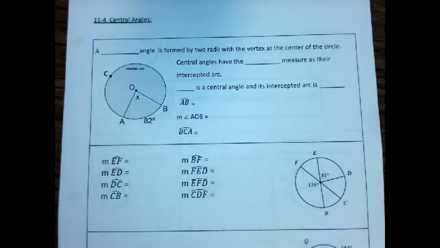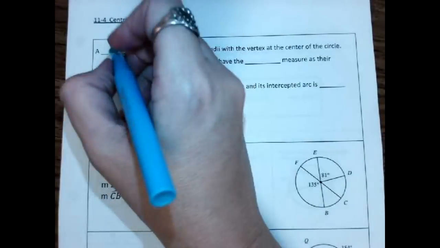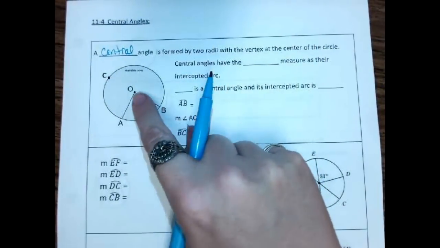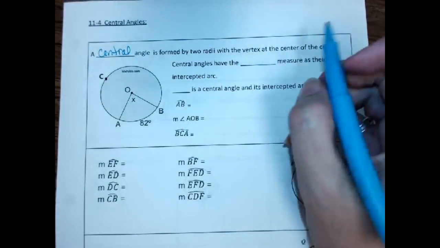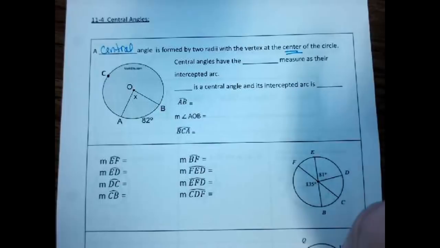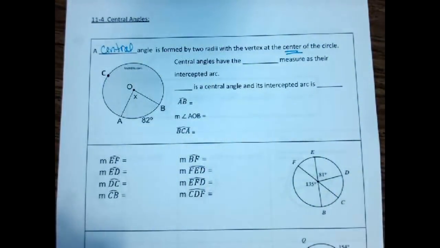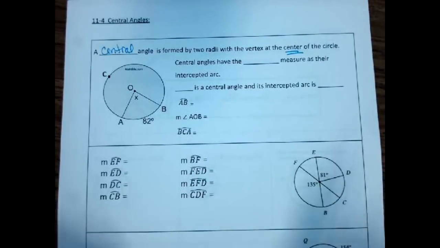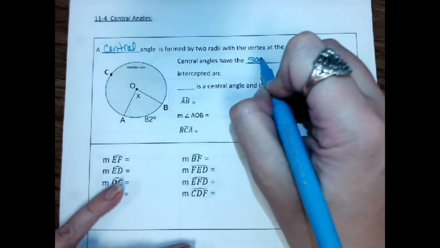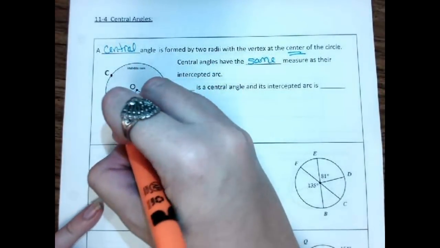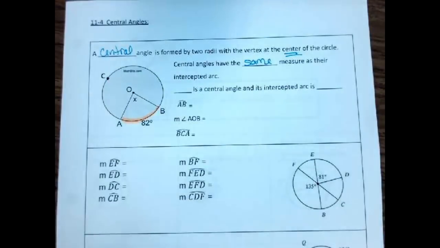So a central angle is an angle that has two radii, and its vertex is at the center of the circle. So it's easy to remember this name. It's at the center of the circle. It's a central angle. And central angles have the same measure as their intercepted arc. This is the arc that it intercepts. Intercept is where it crosses.